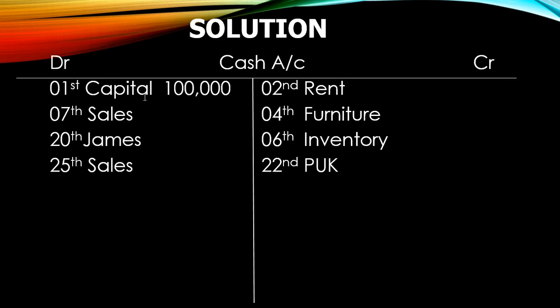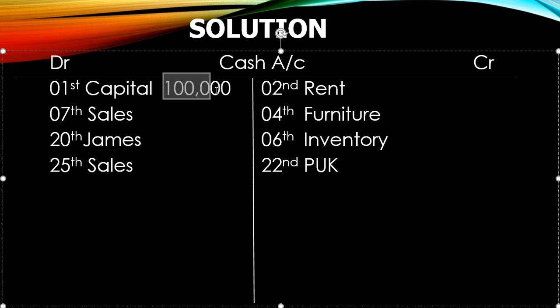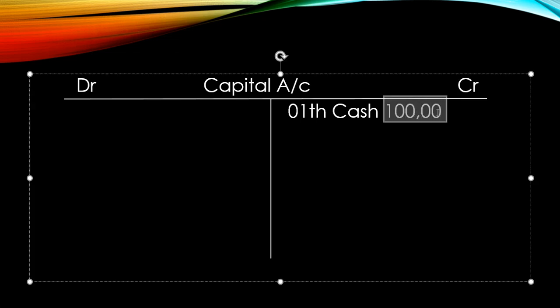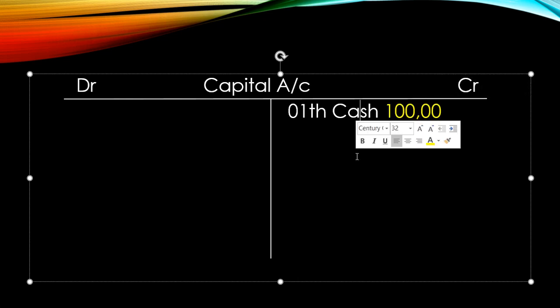We have recorded the cash account. We have debited the cash by 100,000. This happened on the first. Then we have credited the capital with the cash here on the first. The capital account is being affected by cash.